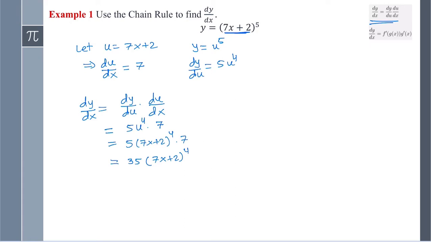Now this is using the first version of the chain rule, and it looks a little bit lengthy. So is there a way that we can do this in a shorter way?